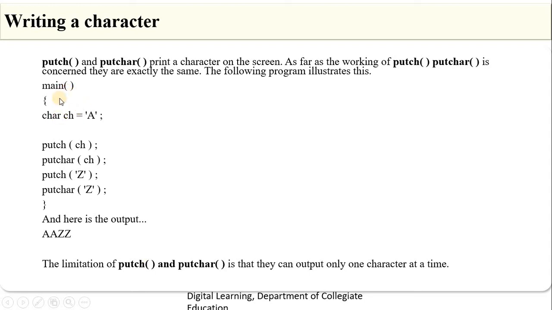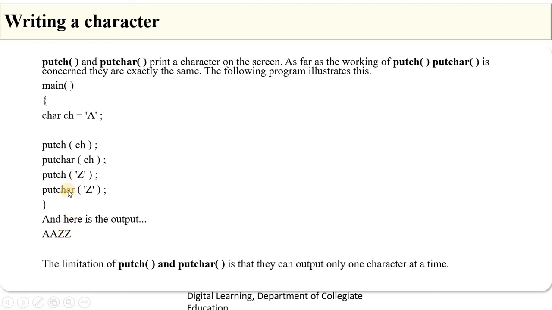Here is a program. There is a main method here, and there is a character variable called ch. It's initialized with a capital A. putch(ch) and ch is there here, thus A will be printed here. putchar(ch), once again A will be printed. putch('z'), with z in single quotes, thus z is displayed here. And putchar('z'), z is once again put into this function, thus z is printed here.